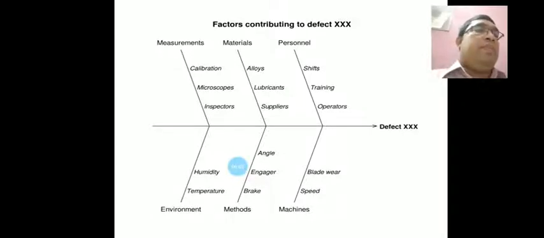And for measurements, a few factors will also be required: the measurement and the calibration. Basically, for the different types of equipment you have to record some calibration, the accuracy of the equipment. You have to record the calibration after certain days, and also the precision maintenance of the equipment, from time to time. And another is the microscopes.